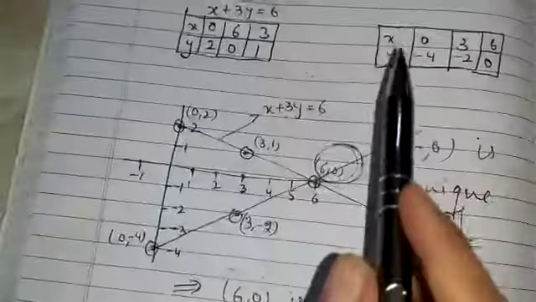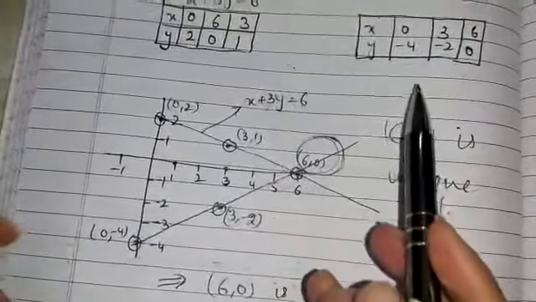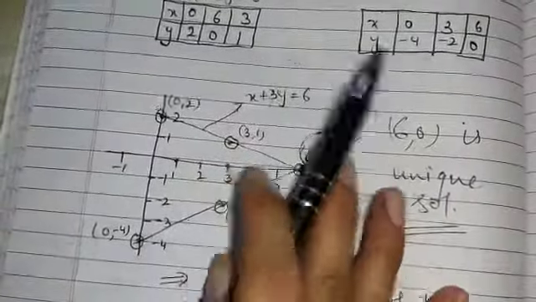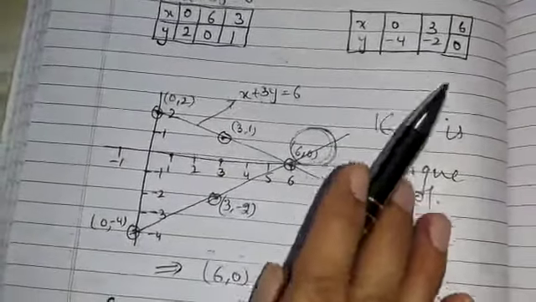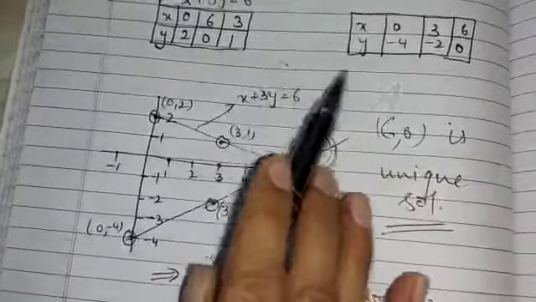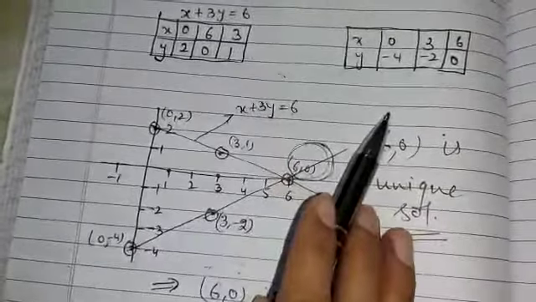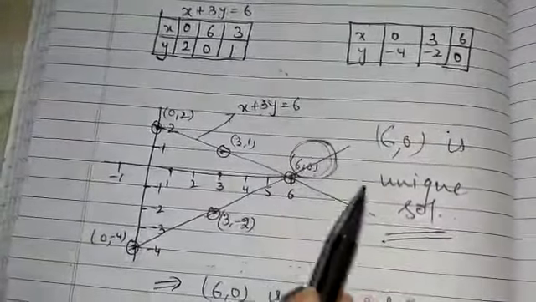Now listen to me carefully. When you draw parallel lines, you will not get any solution. So you will just write no solution. When you draw lines and you are getting coincident lines, just write infinitely many solutions. Again you will not get any unique solution.